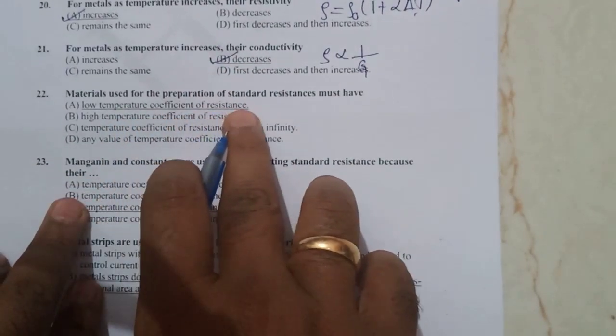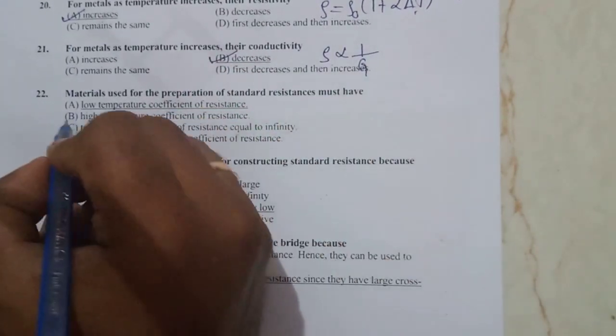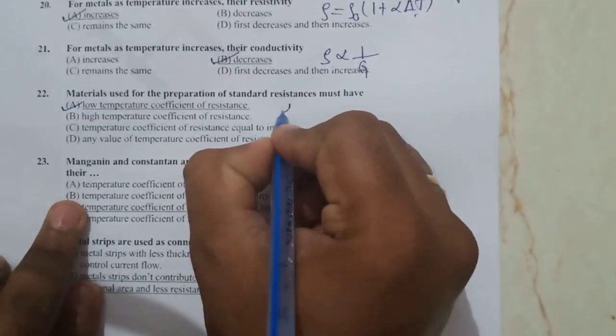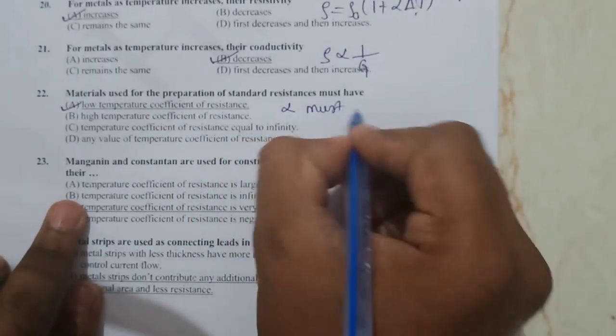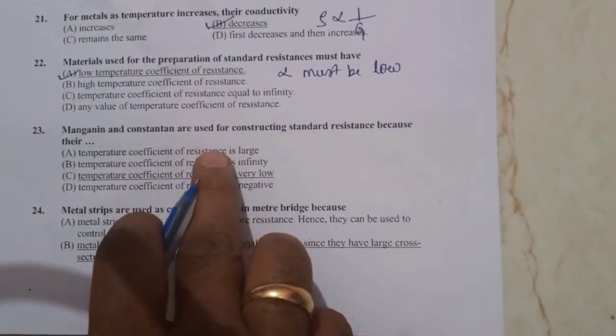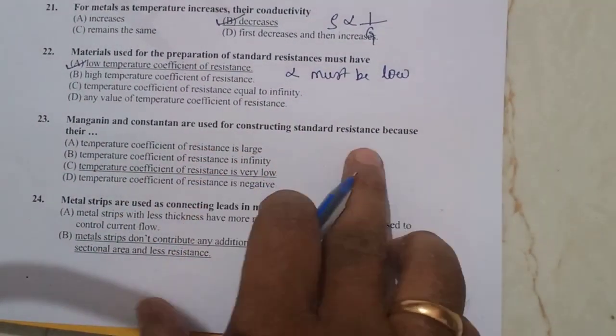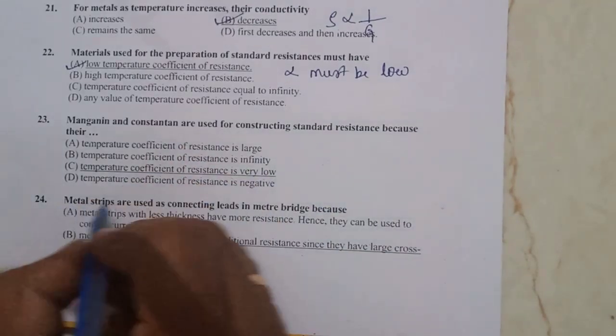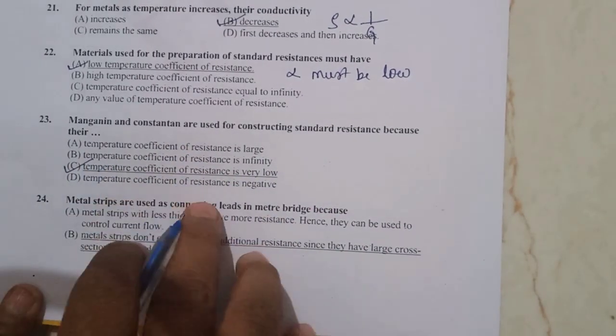Materials used for the preparation of standard resistance must have a low temperature coefficient, that is, alpha must be low. Manganese and constantan are used in the construction of standard resistance box because their temperature coefficients are very low.